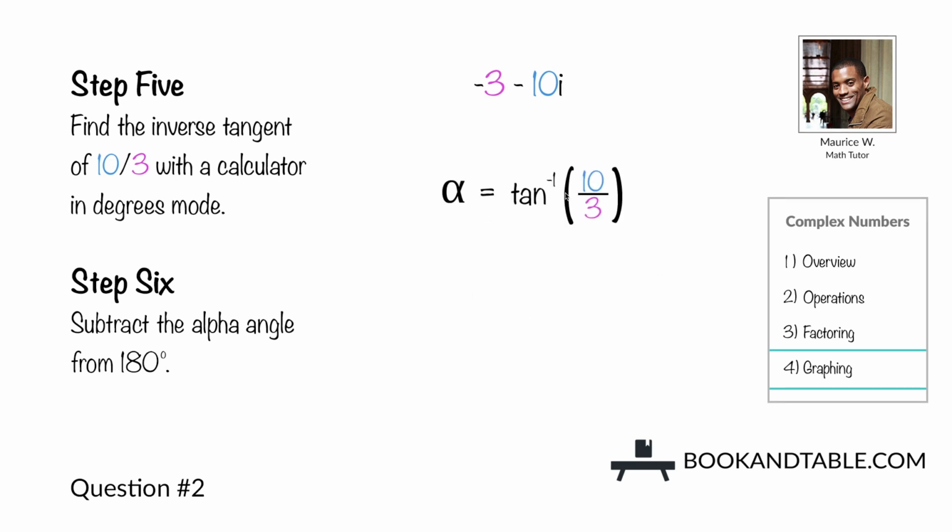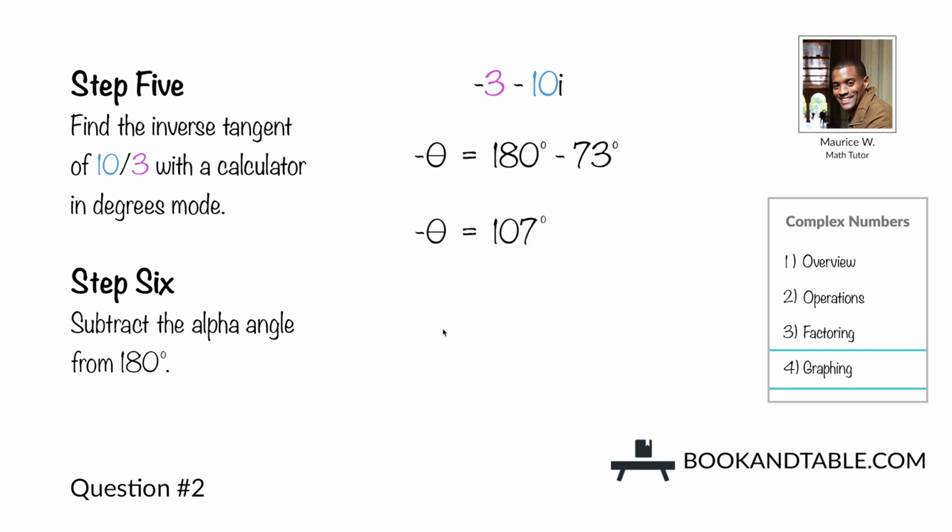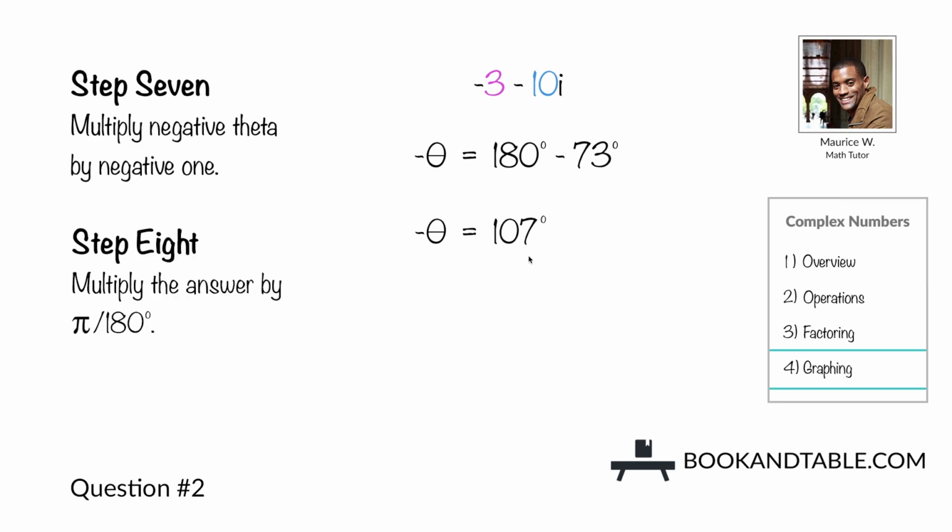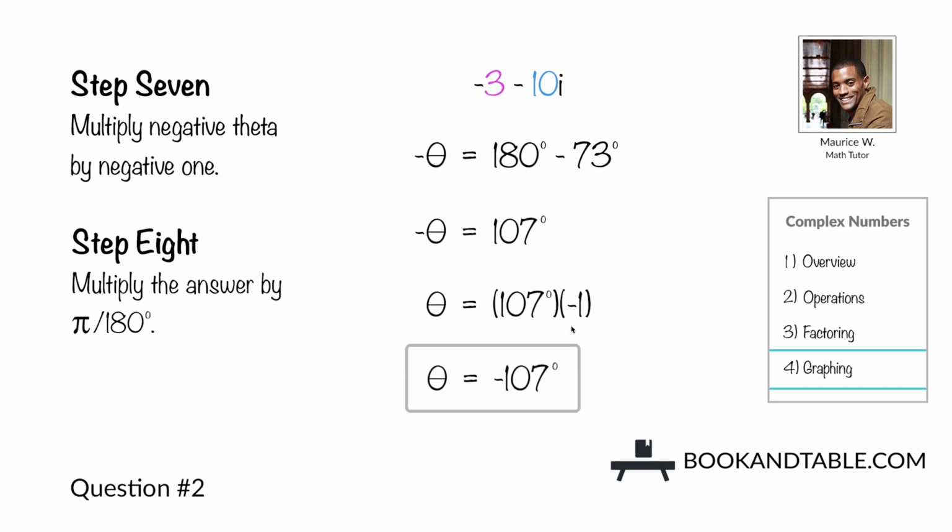So the inverse tangent of 10 over 3 shows us that the alpha angle is equal to 73 degrees. Subtract that from 180 degrees, and we see that the negative theta is equal to 107 degrees. And if we multiply negative theta by negative 1, we get 107 degrees times negative 1, which means our theta, or argument, is equal to negative 107 degrees.